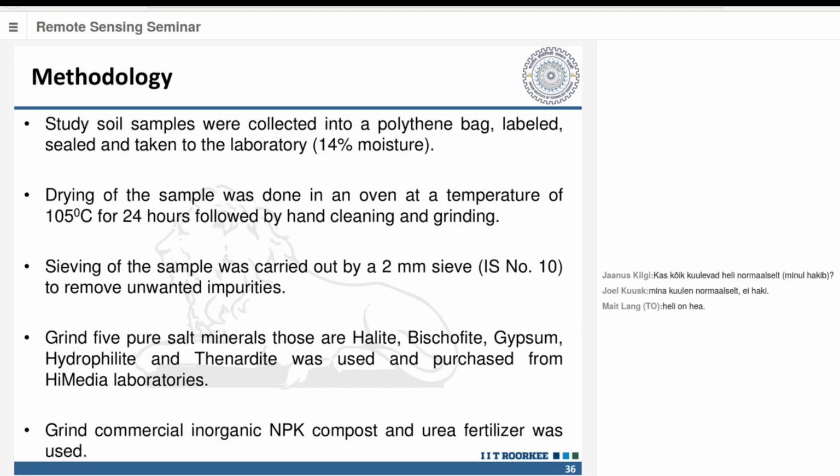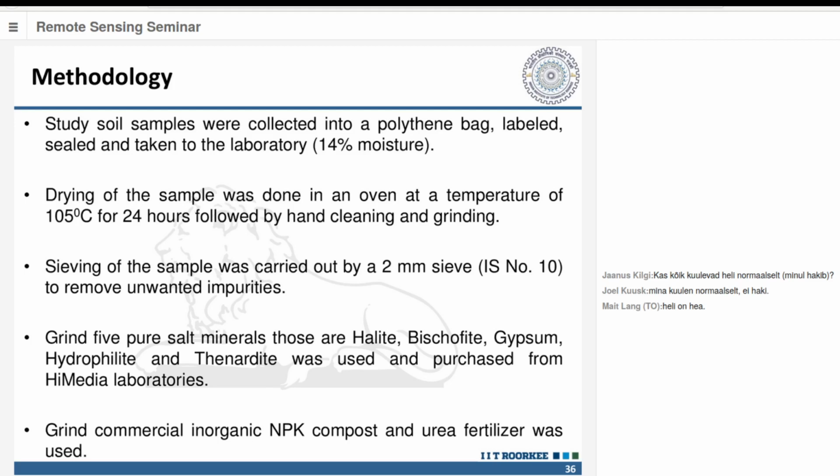In the methodology part, soil samples were collected into a polythene bag, labeled, sealed, and taken to the laboratory. During collection, there was approximately 14% moisture. Drying of the samples was done in an oven at a temperature of 105 degrees Celsius for 24 hours, followed by hand cleaning and grinding. Sieving of the samples was carried out with a 2 mm sieve.